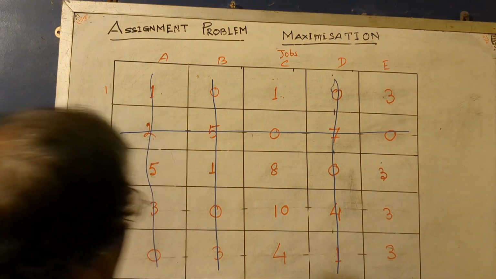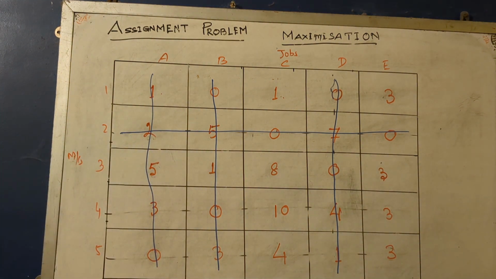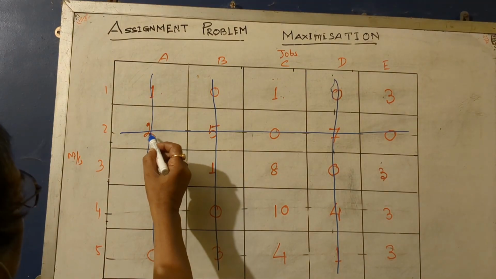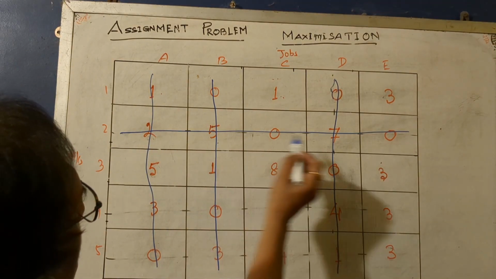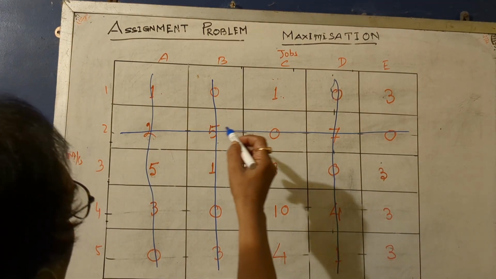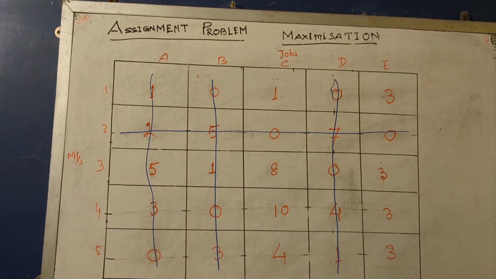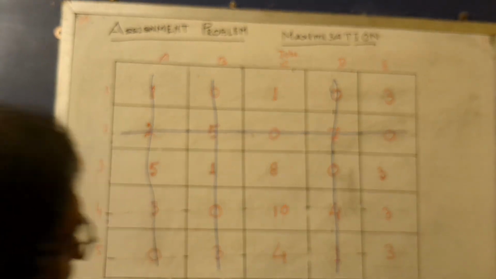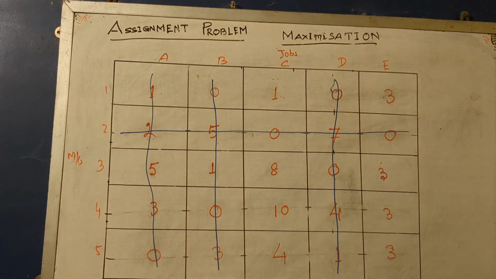And how many lines are required to cover all the zeros? Number 1, 2, 3 and 4. Again 4 lines are required to cover all the zeros. That means we have not reached the optimum. We have to proceed further. The same process we have to repeat.